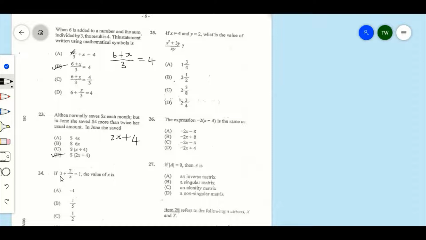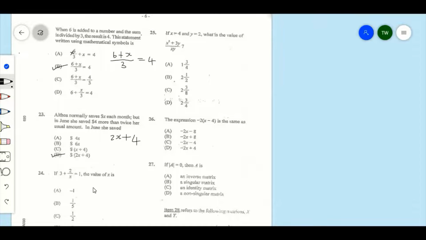Okay. For 24, if 3 plus 2 over x equals 1, the value of x is... Now, there's a couple of ways you can do this question. You could use the options, or you could just simply solve it. So here, 3 plus 2 over x is equal to 1, right? What is x?